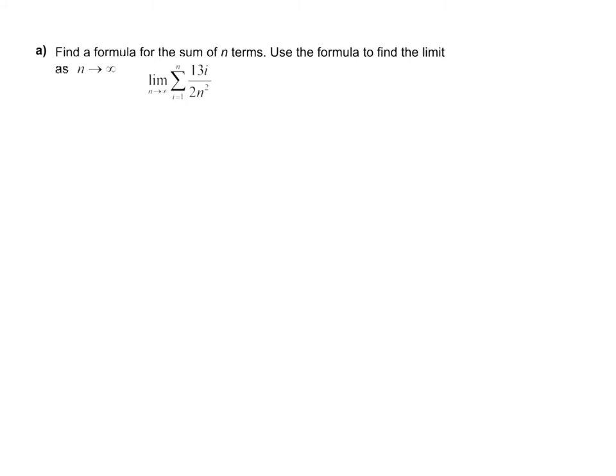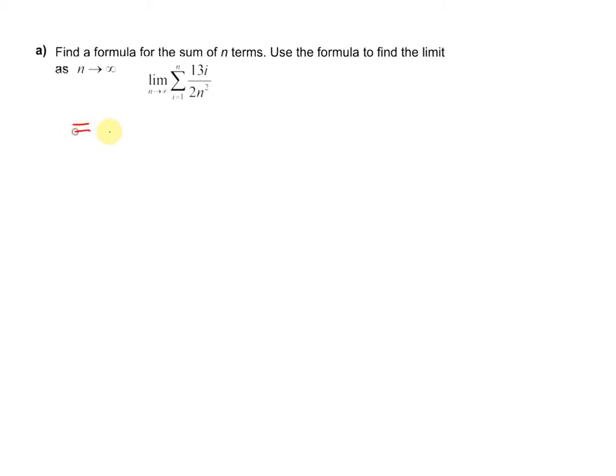First of all, we should ask ourselves a question. Sigma from i equals 1 to n. This means that 13 is constant and the 2 is constant. n squared is constant with respect to this sigma, because sigma has only one variable, which is i. So we can write it this way.